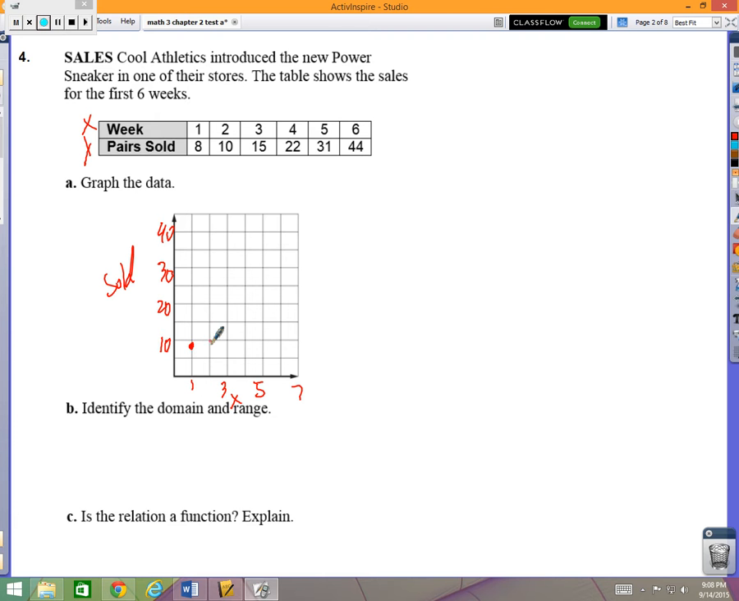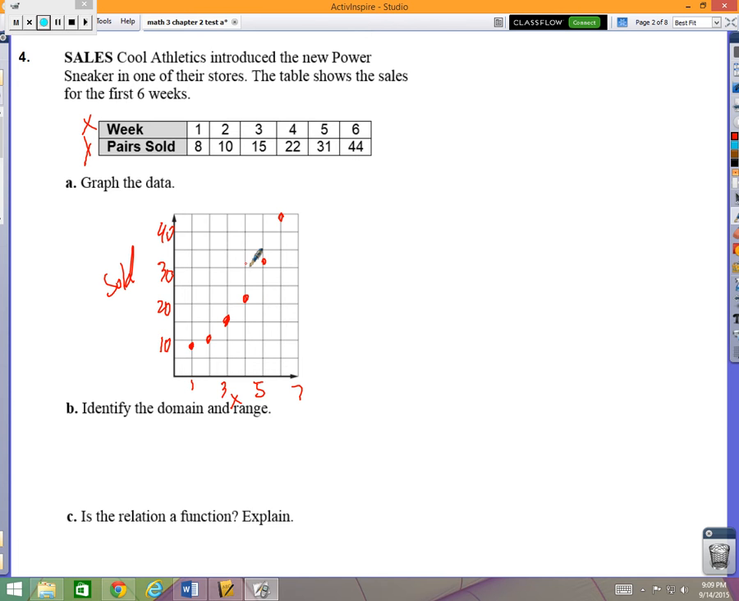Week 2 is 10 pairs. Week 3, go to 15. Week 4, go to 22. Week 5, go to 31. Week 6, go to 44. Okay, that's it. Do not connect these dots with a line.